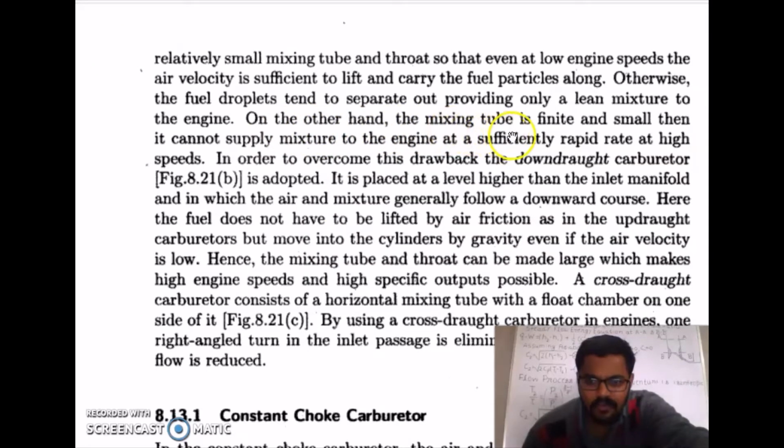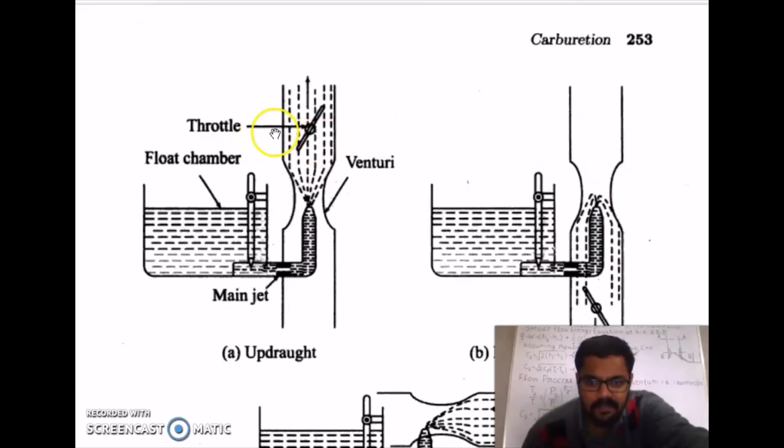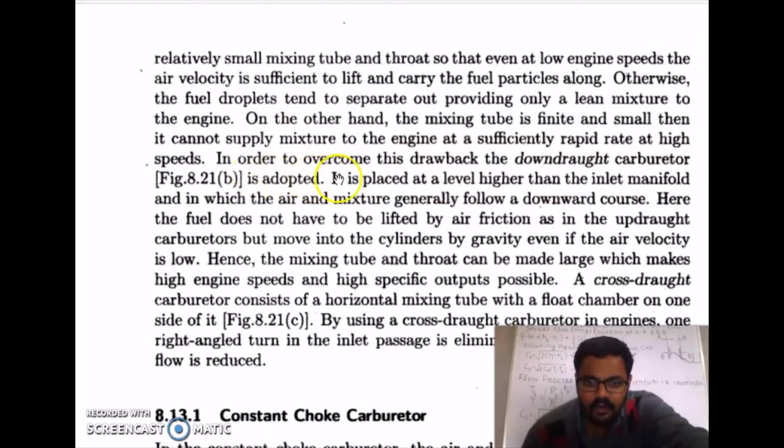So the mixing tube is finite and small, then it cannot supply mixture to the engine at a sufficiently rapid rate at high speeds. You can see, because the air has to take the fuel in against the gravity in upward direction, the size of tube is small, so this type of carburetor cannot fulfill the need of engine at high speed. In order to overcome this drawback, the downdraft carburetor is adopted.